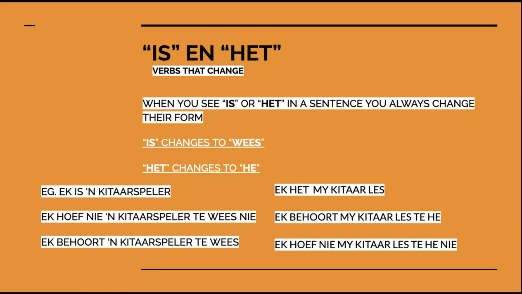Is and het. These verbs are the exceptions. Is and het change an infinitive sentence too. Is changes to wees and het changes to hê. The example sentences that you would change would be, ek is 'n gitaarspeler or ek het my gitaarles.